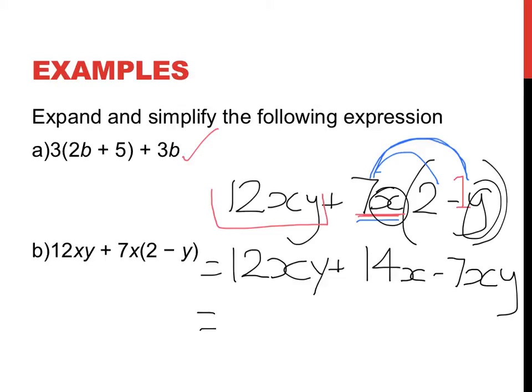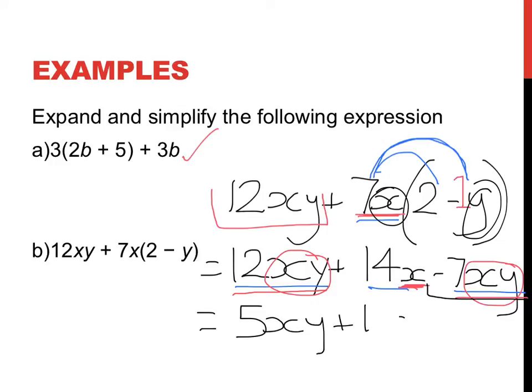Even though there's an x in each of these terms, in term 1, 2, and 3, they're not all like terms. 12xy and 7xy are like terms because these x's and y's are exactly the same. This term in the middle with 14 as a coefficient is only an x, so it's not a like term. If I need to simplify that, I read left to right, and that's saying a positive 12xy minus 7xy. So 12 minus 7 becomes 5xy plus 14x.